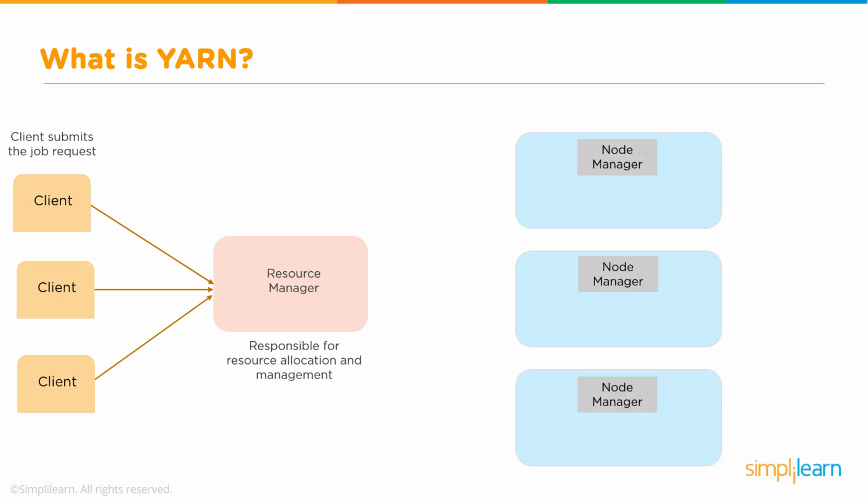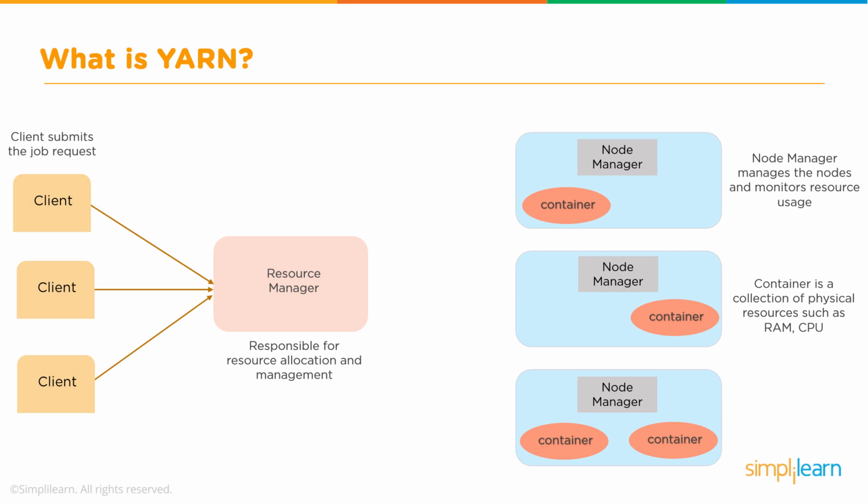which is responsible for resource allocation and management. And so we have each of our node managers, and the node manager manages the nodes and monitors the resource usage in the node. So we have a resource manager which sits on top of everything, and then our individual computers each have their own manager managing that machine and what's going on. And then we have a container. A container is a collection of physical resources such as RAM, CPU, hard drive. So you can think of that as however you can store it. You might have 8 core processors on that computer and 128 gigabytes of RAM and a 10 terabyte hard drive. That's all part of the container.